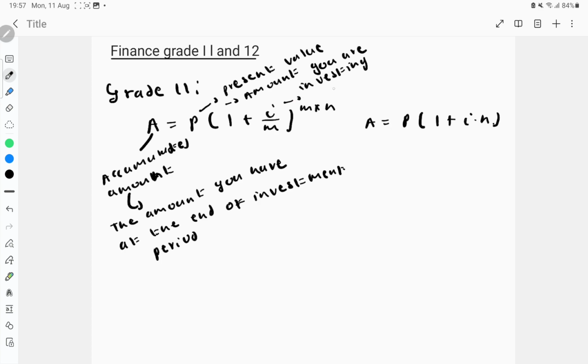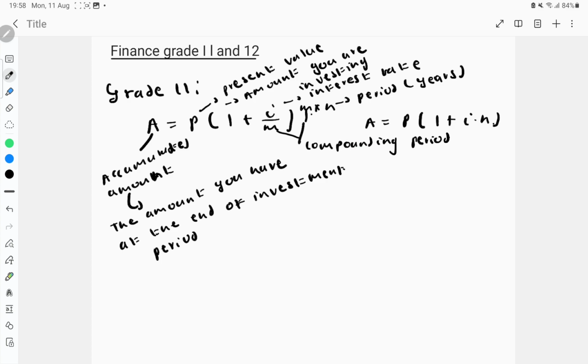And then i is your interest rate, and then n is your period in years. So n is your period in years, and then m would be your compounding period. So m is your compounding period in both the formulas. Okay, what is a compounding period?